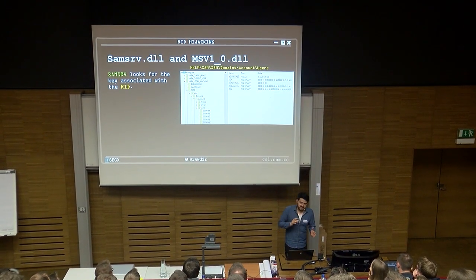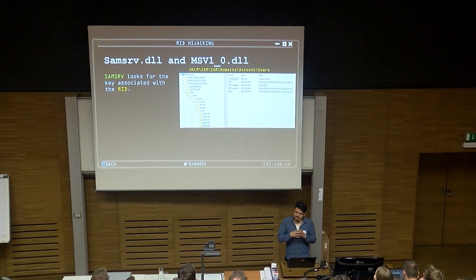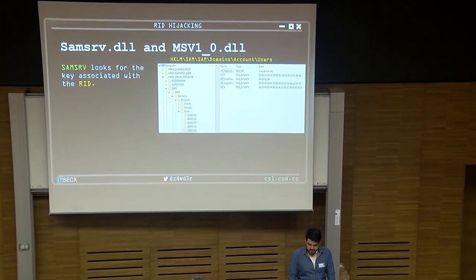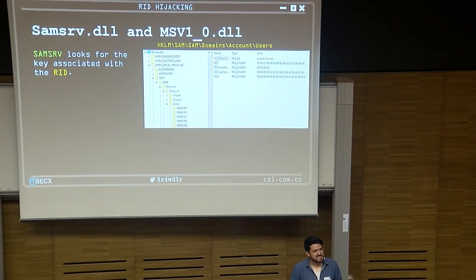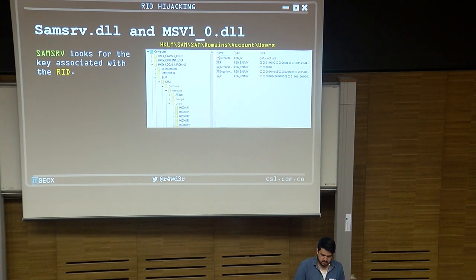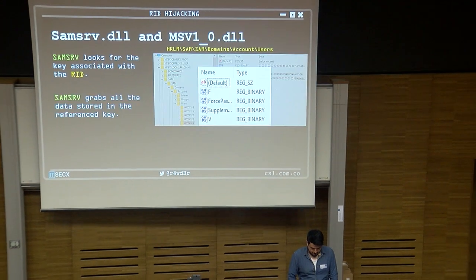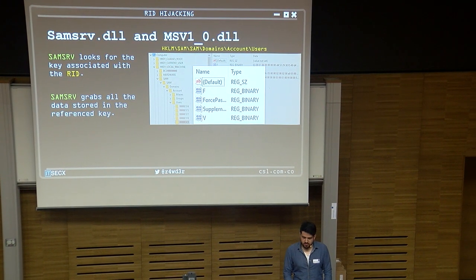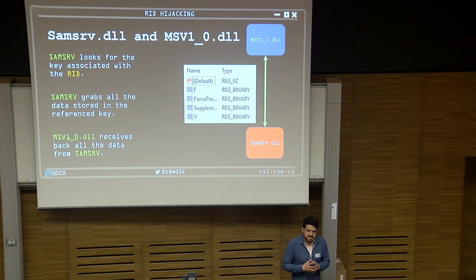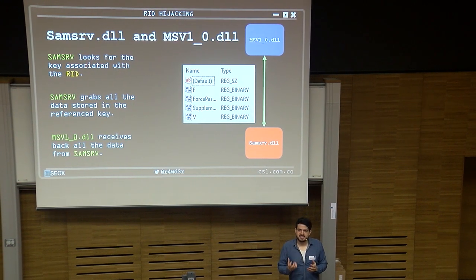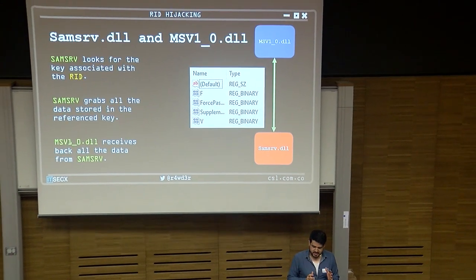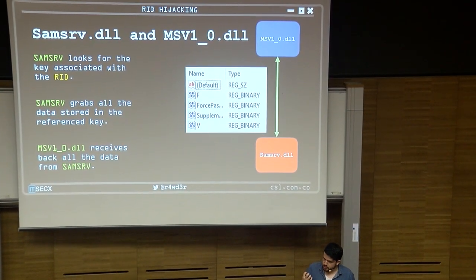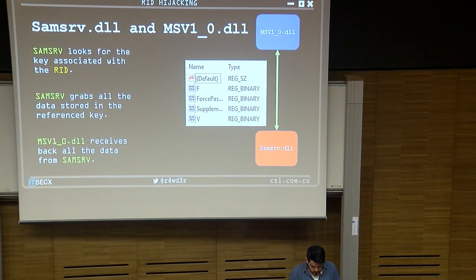Now that the SAM server knows the associated relative identifier, it looks at this specific registry place and chooses the one whose name is the same relative identifier with some significant zeros. Then it grabs all the information stored in this specific referenced key, and the SAM server sends back all this data to the MSV1_0 authentication package. This is the security data that is returned back to the authentication package.